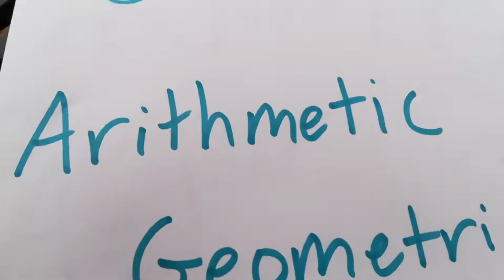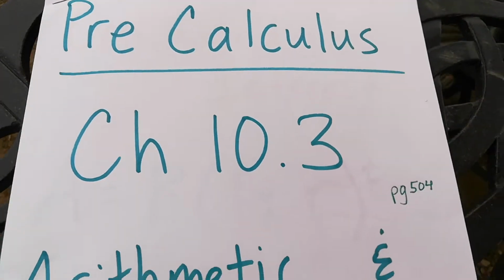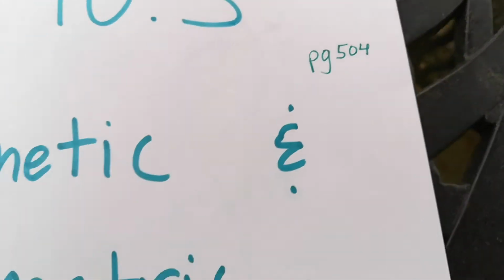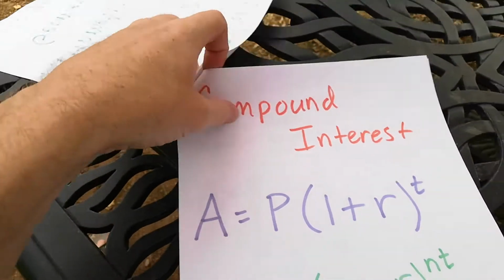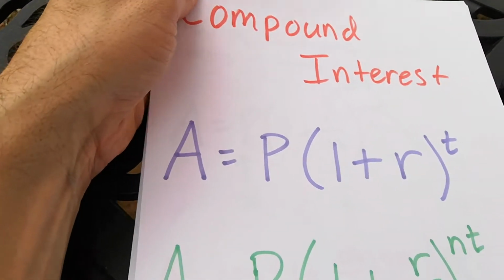Okay, class, it's time for some pre-calculus, so bear with me because we're going to do chapter 10.3, which is arithmetic and geometric sequences. So here we go. Let's check it out. It says, pre-calc 10.3, page 504, arithmetic and geometric sequences. So first thing we're going to learn about is compound interest, which we've talked about before.